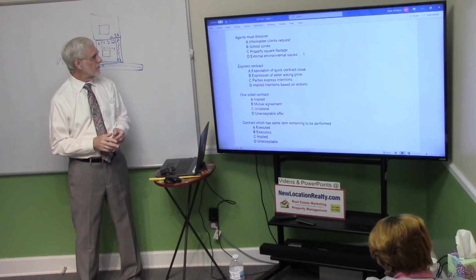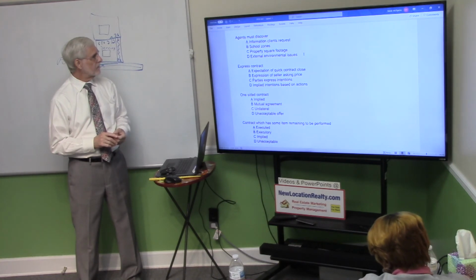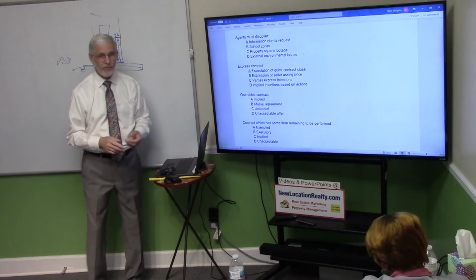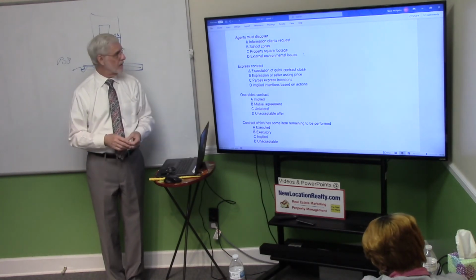School zones, external environmental issues, property square footage. Property square footage, external environmental. School zones? There you go. Information the client requests you to do. Isn't that a lawful instruction? Yeah, external.